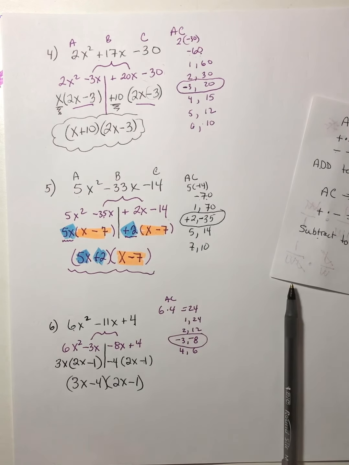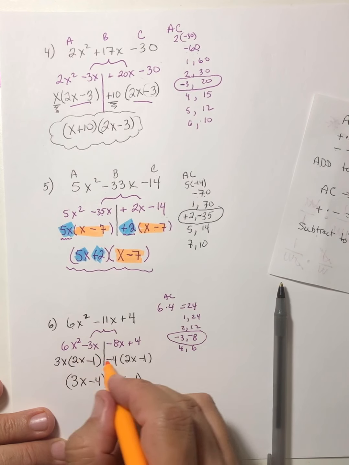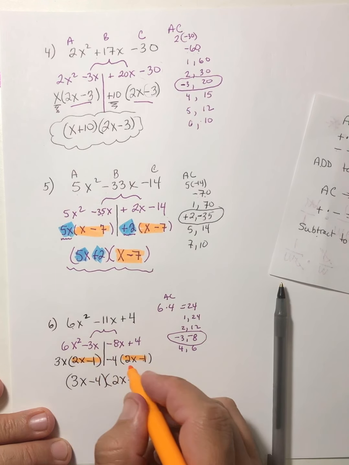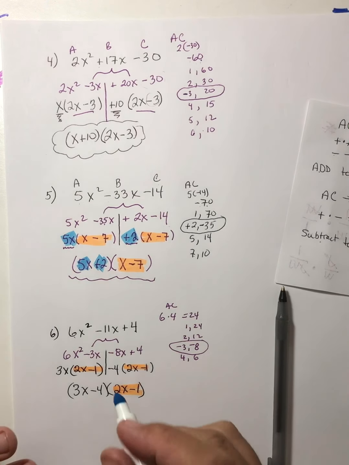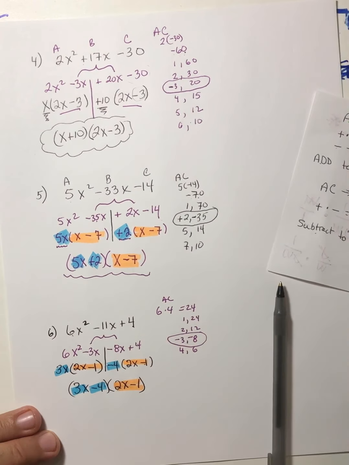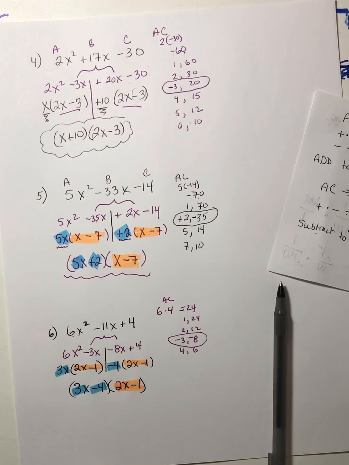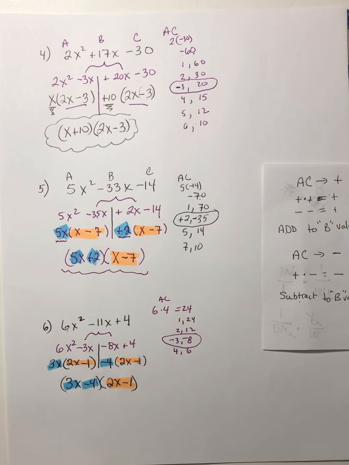Because of our GCF. Here it is right here. What's the GCF here? 2x minus 1. So here's your 2x minus 1. And then here is the negative 4, and there's the 3x. So we're all set. All right, so that was our AC technique of factoring.